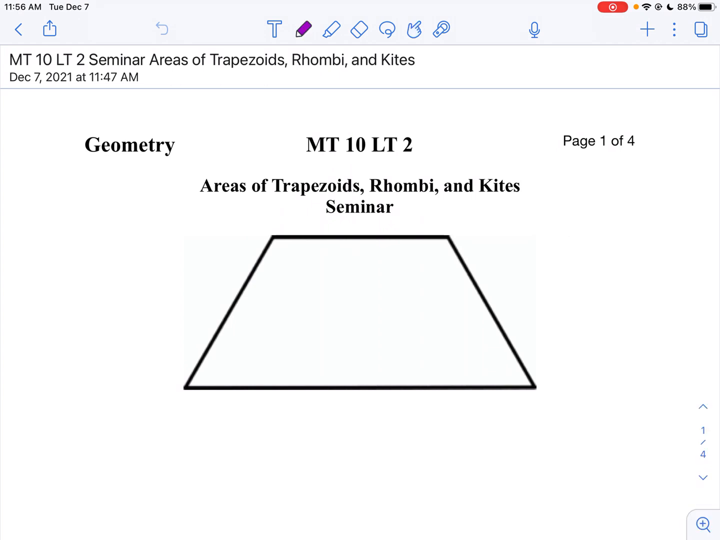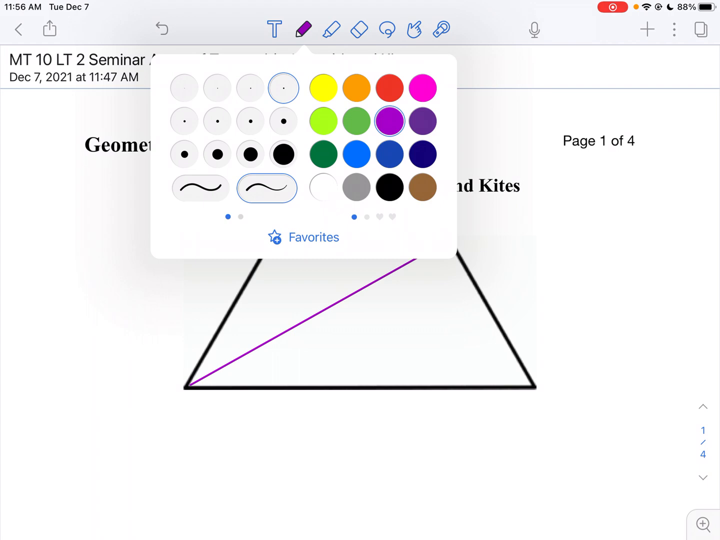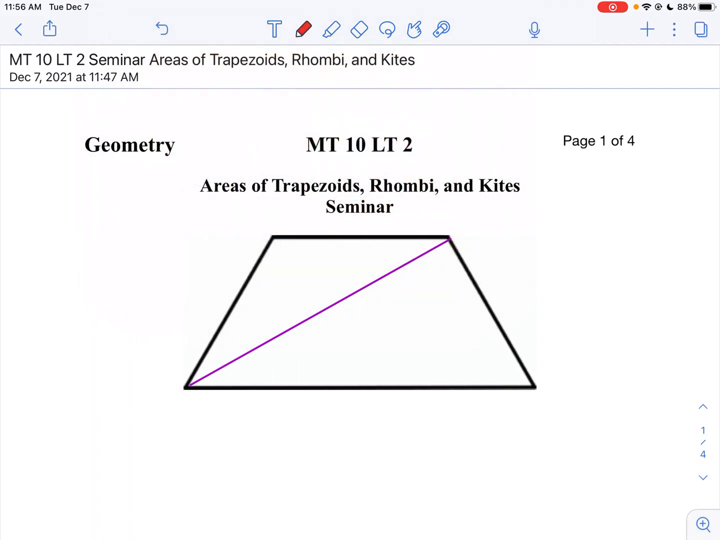So what I'm going to do is draw on a diagonal. And notice when I draw on this diagonal, it gives me two triangles. I know how to find the area of a triangle. In fact, let's draw on the height here, and I want to point this height out to you. So my height goes from my vertex to the opposite side.